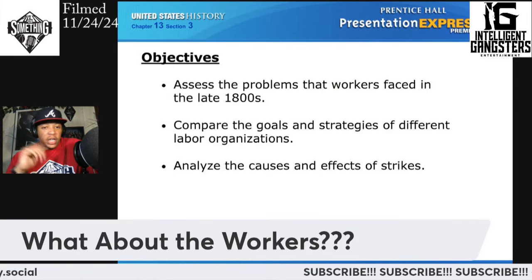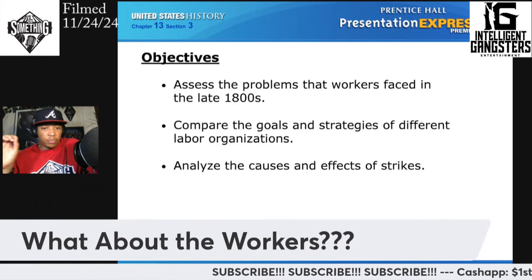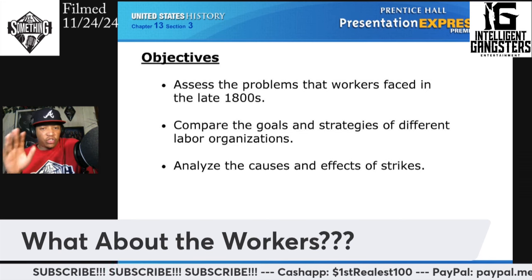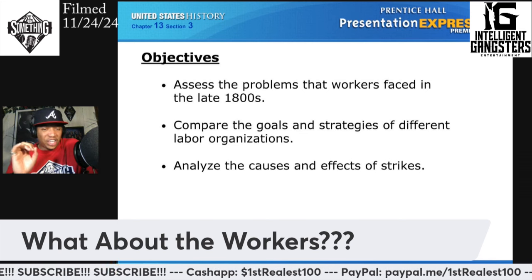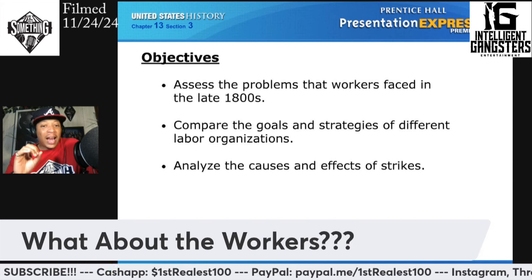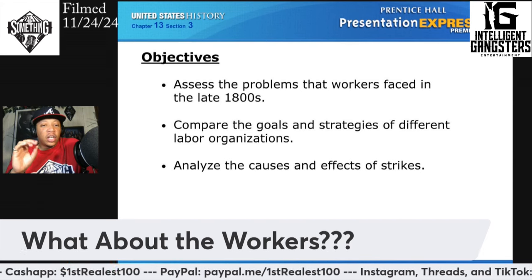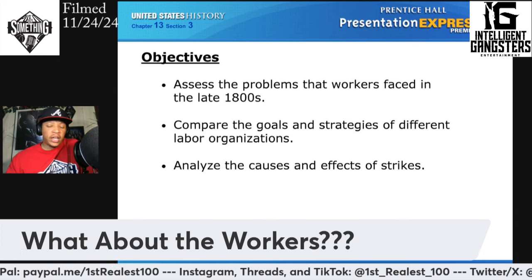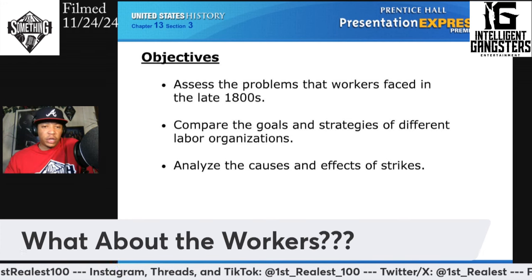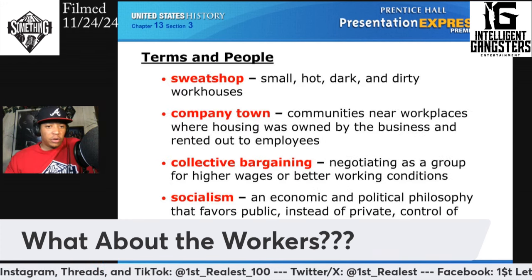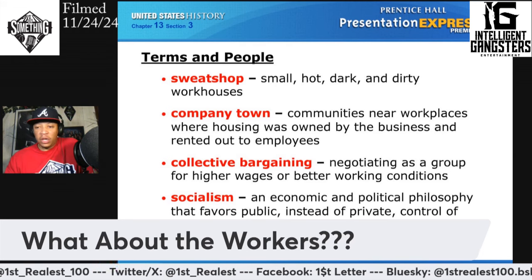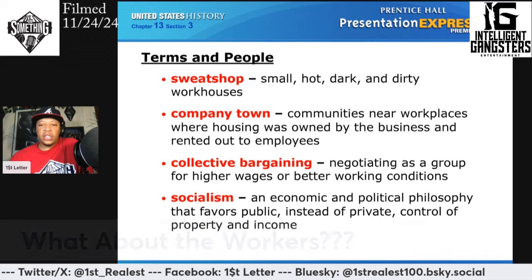So today's objectives: we want to be able to assess the problems that workers faced in the late 1800s. We're going to compare the goals and strategies of different labor organizations, and we want to be able to analyze the causes and effects of strikes. A lot of people get strikes and boycotts mixed up, and so we're going to try to rectify that today. Let's look at some of the key terms that we got.